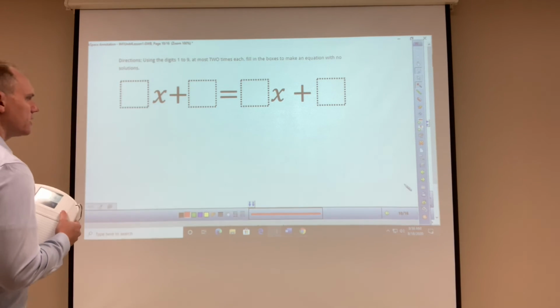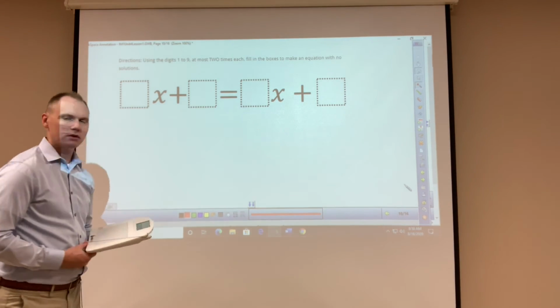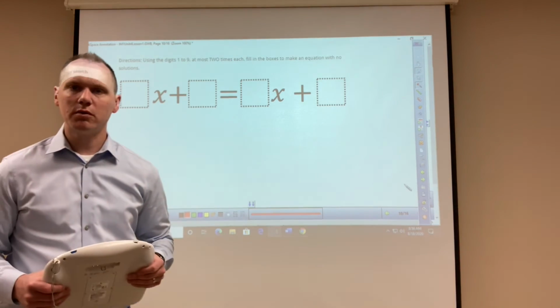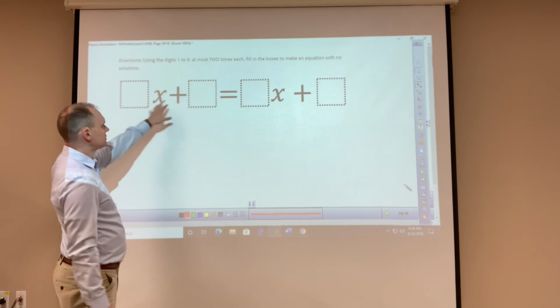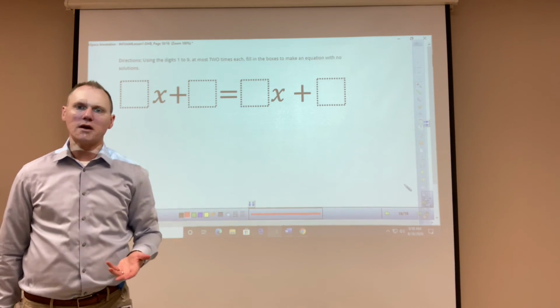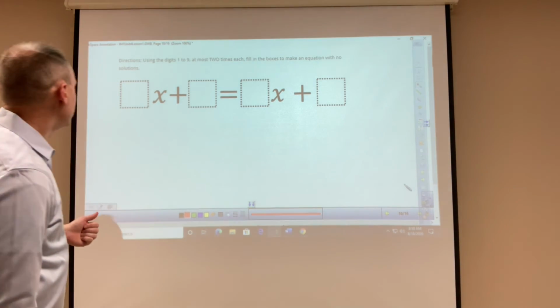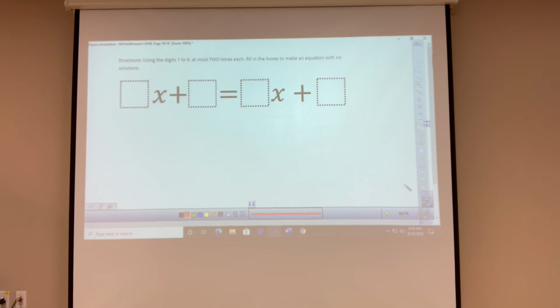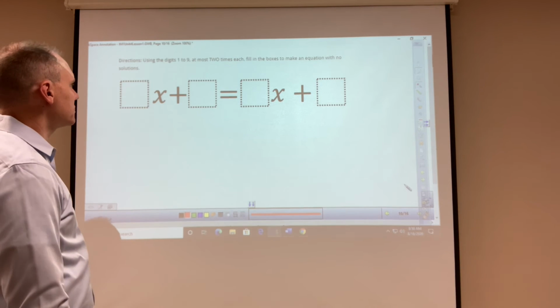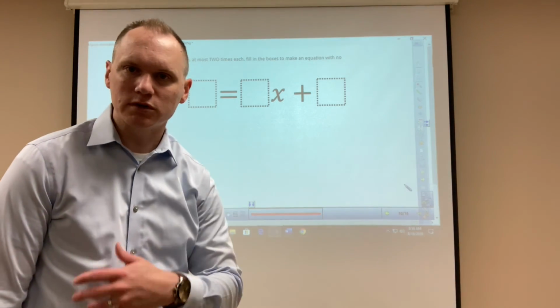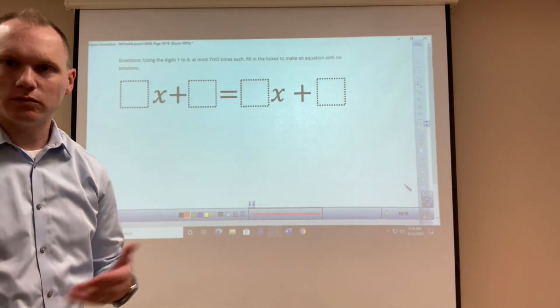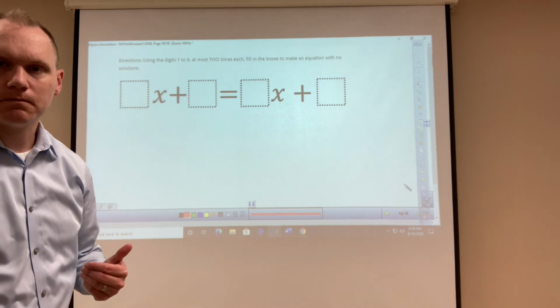Okay, so we've got 3 more examples, and these are all what we call open middle problems. They've got these blank boxes, and it allows for some creativity on your end. It says, using the digits 1 to 9, at most 2 times each, fill in the boxes to make an equation with no solutions. Meaning when we solve this thing, we don't have any solutions.